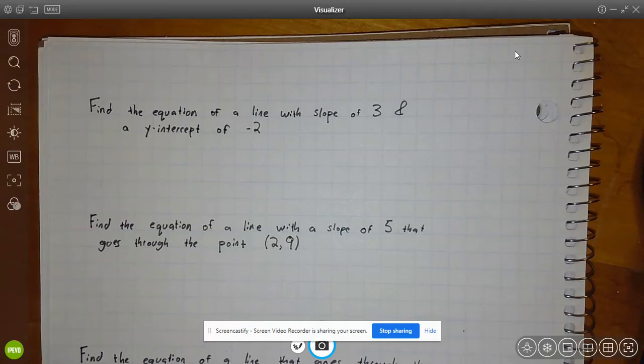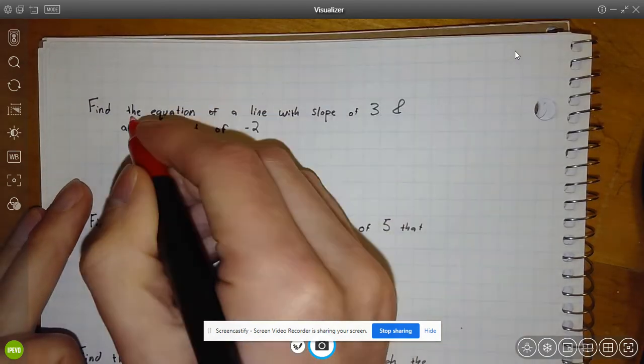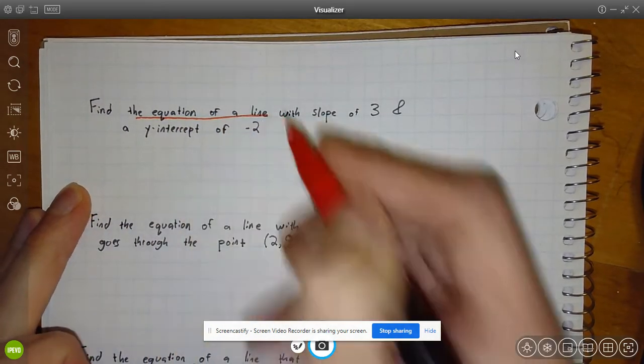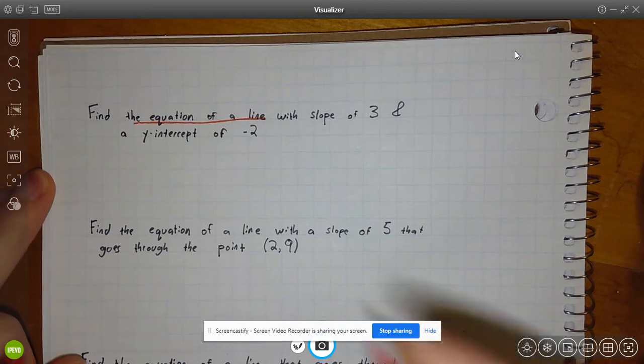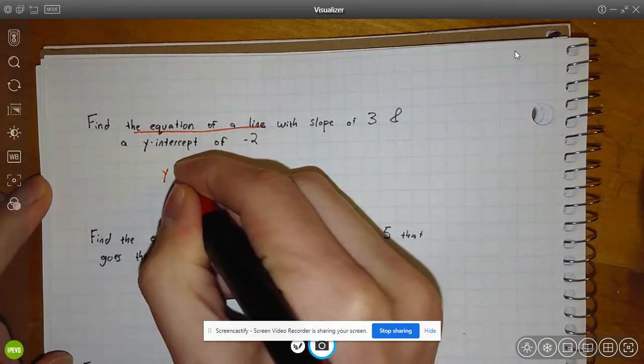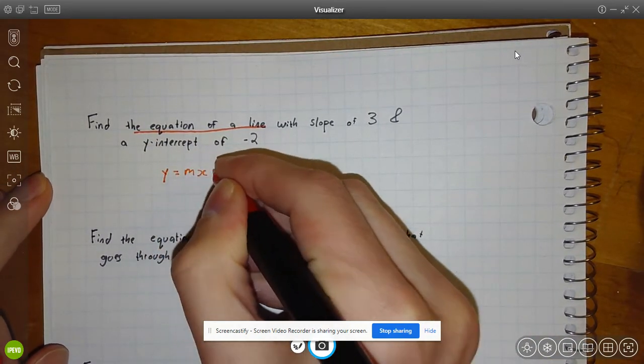Okay, in this video, we're going to discuss how to find the equation of a line. This is probably my favorite lesson of the course. I think it's the most interesting math that we do. So when I say find the equation of a line, our goal is going to be to find the equation of a line in the form y equals mx plus b. So I always like to write that down first.